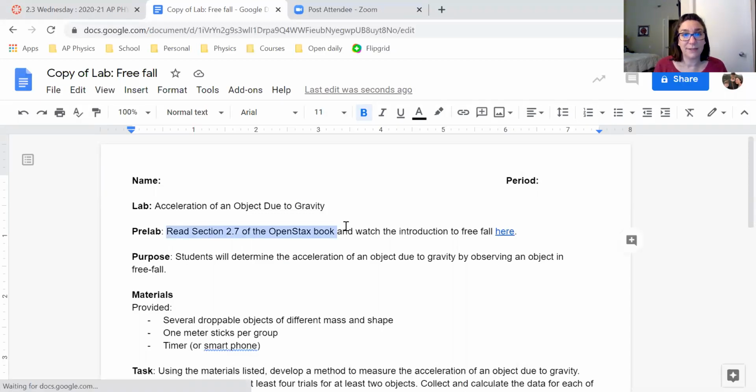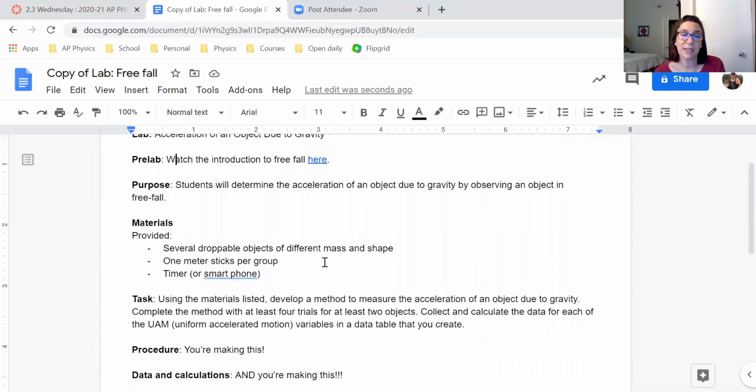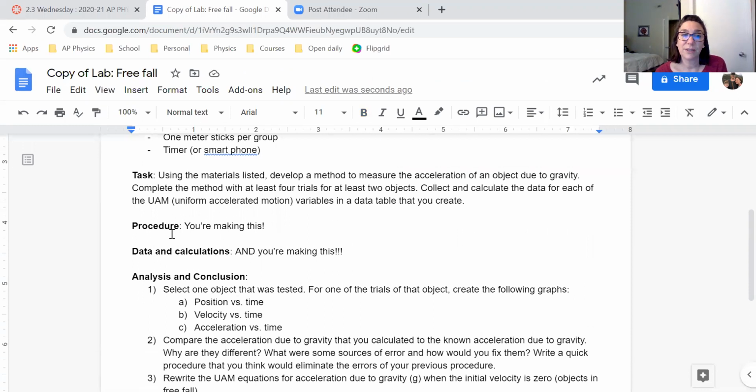Okay, I took this out, but apparently it's not embedded, so it didn't keep it. You don't necessarily need to read the OpenStax chapter, but what I would like you to do is to watch this video of the flipping physics talking about free fall. So your goal is to determine the acceleration of an object due to gravity by observing that object in free fall. These are your materials, your task, and you are creating the procedure, and you're going to determine what data you're going to collect and what equations you're going to use to collect that data.